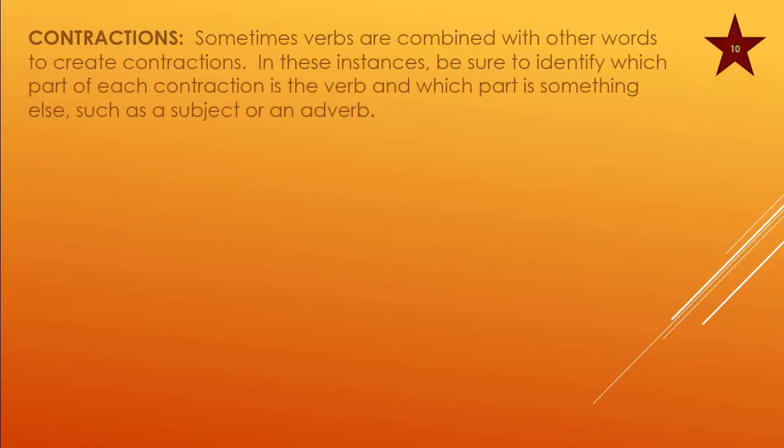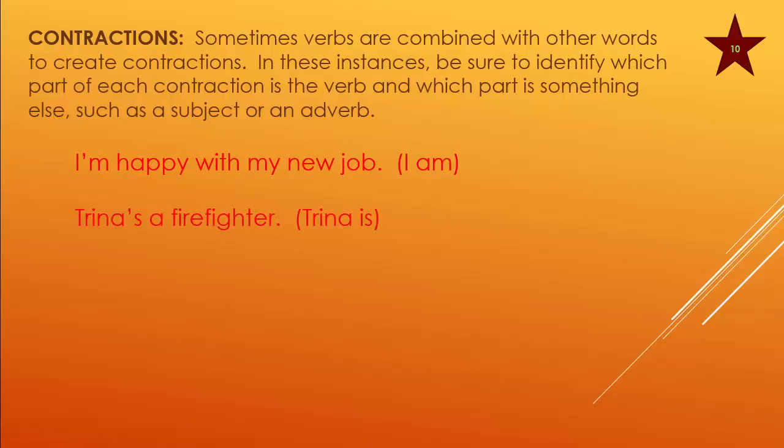Number 10. Contractions. Sometimes verbs are combined with other words to create contractions. In these instances, be sure to identify which part of each contraction is the verb and which part is something else, such as a subject or an adverb. I'm happy with my new job. I am. I'm. Trina's a firefighter. Trina is. Trina's.